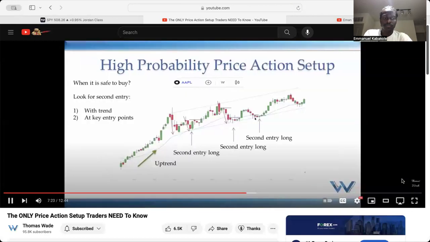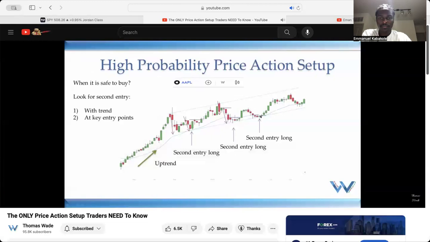First entry long just by one tick, break below, and we have a second entry long. It can be this tiny, but it is a variation of a two-legged pullback, and it is a second entry long at two key entry points while the uptrend is about to resume. And this pattern appears on every single time frame and on every single instrument.